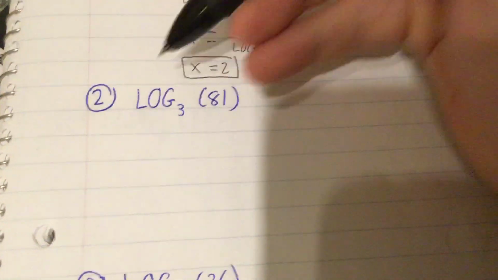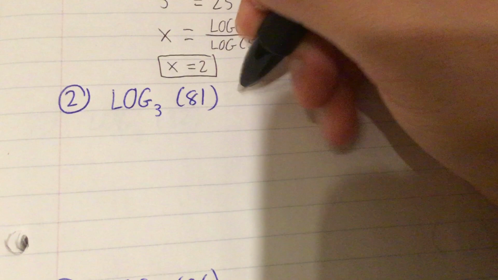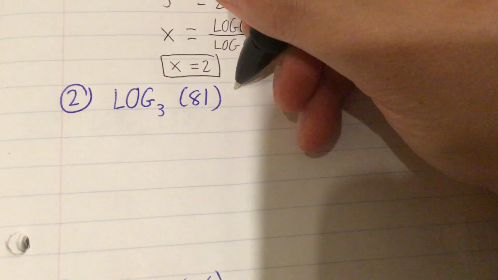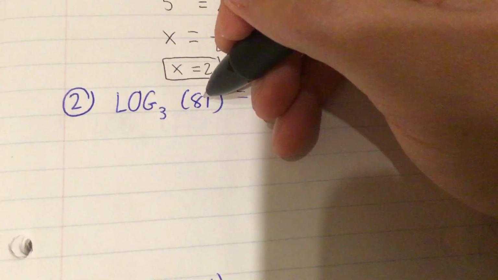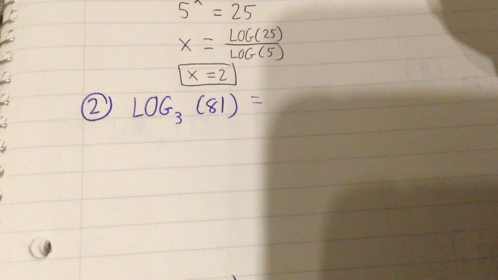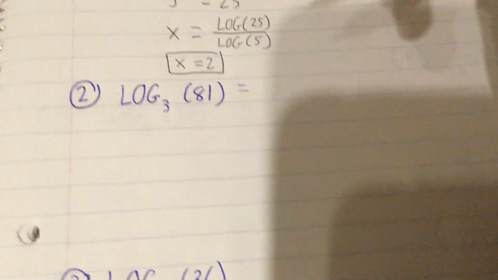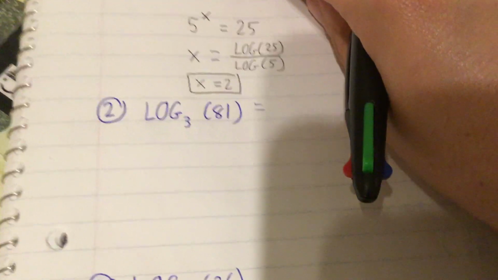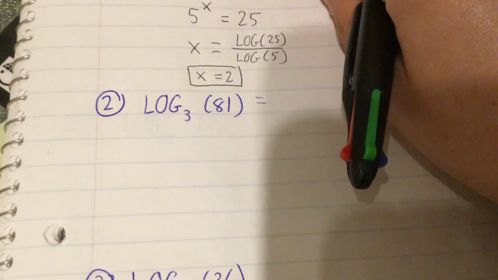Log base 3 of 81. And we don't know what it's equal to, which tells me that we don't know the exponent yet again. So you can do the little trick, log of the argument divided by log of the base. I'm just going to do it the long way every single time, just so everybody gets familiar with both, because this is not going to be the only test we have on logarithms. I'll let you know when the test is, but it's not tomorrow.